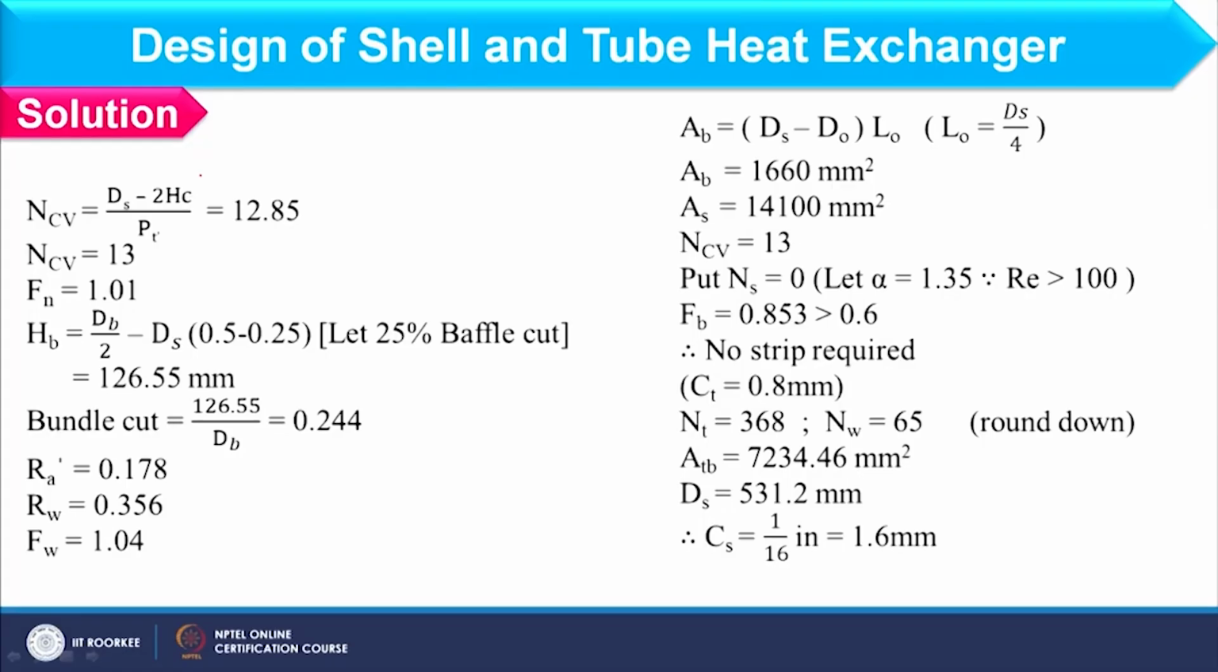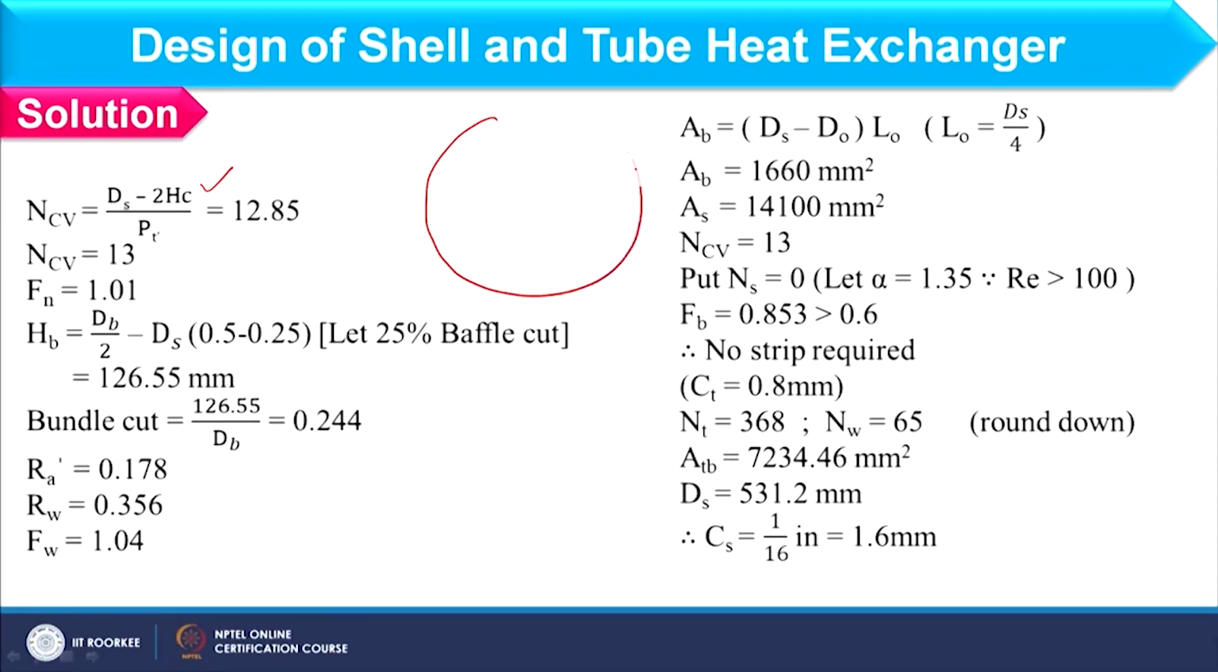So, first of all, let us focus on the NCV value, and this is the expression for NCV, and here it is equal to ds minus 2 Hc by Pt dash. So, if you see here, we have considered a slightly different expression. Usually it is dB minus 2 Hb by Pt dash, right, but here I am considering ds minus 2 Hc by Pt dash. Okay.